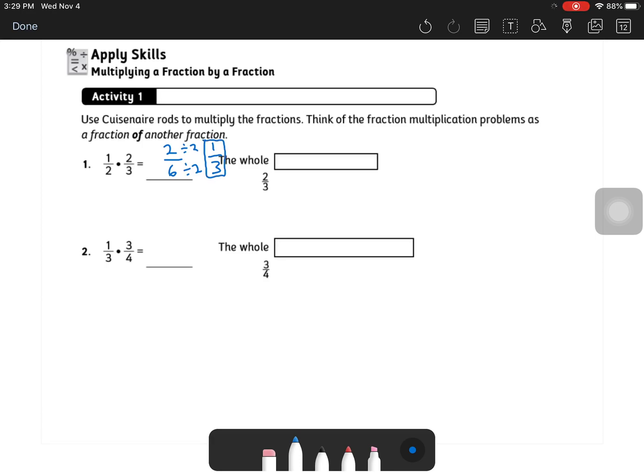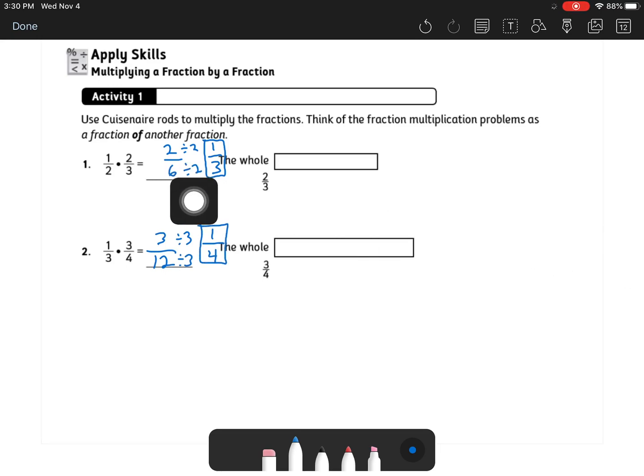Okay, I think we're going to concentrate more on just doing the process and not drawing out the picture of it, because this gets to be a little bit longer, and I think students probably are going to have more success with doing it this way. Okay, so we're going to do 1 times 3, multiply across the top, which is 3, and 3 times 4, which is 12, and then we can divide by 3 and divide by 3. So 3 divided by 3 is 1, 12 divided by 3 is 4, so my answer is 1/4.